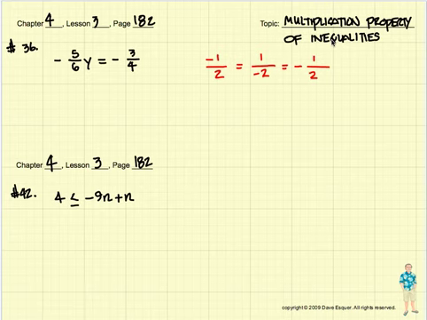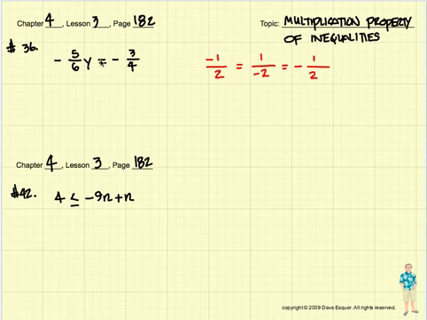Only thing we're going to have to remember is, in inequalities only, when we either multiply or divide by a negative number, we're going to have to reverse the sign of the inequality. So when we multiply or divide an inequality by a negative number, we have to reverse the sign of the inequality.